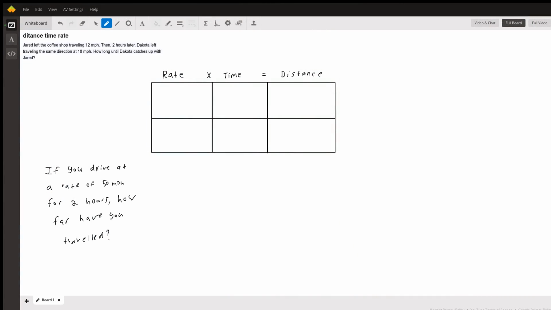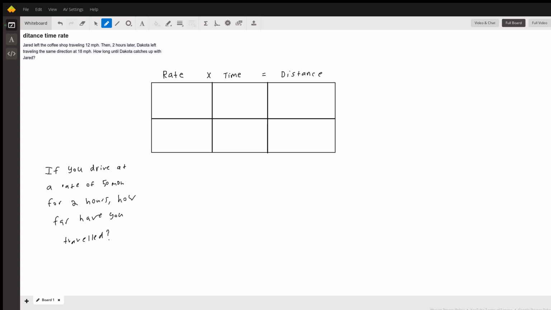Alright, in this problem we have Jared left the coffee shop traveling 12 miles per hour. Then, 2 hours later, Dakota left traveling the same direction at 18 miles per hour. How long until Dakota catches up with Jared? So this is an example of a motion word problem, which involves rate times time equals distance.